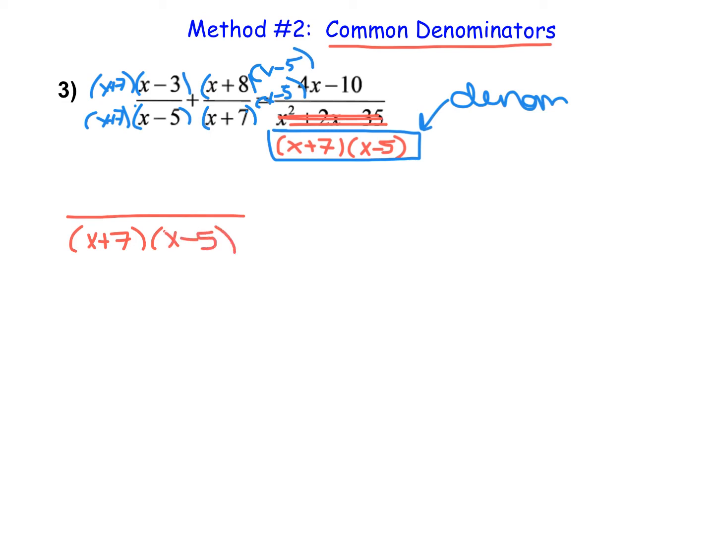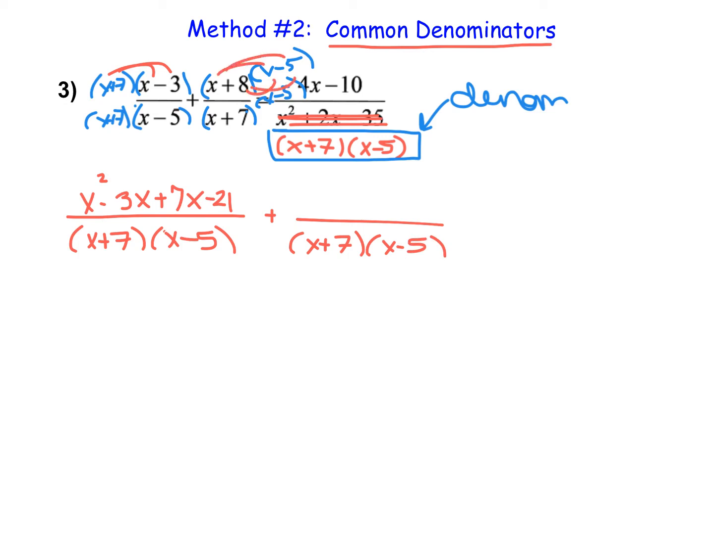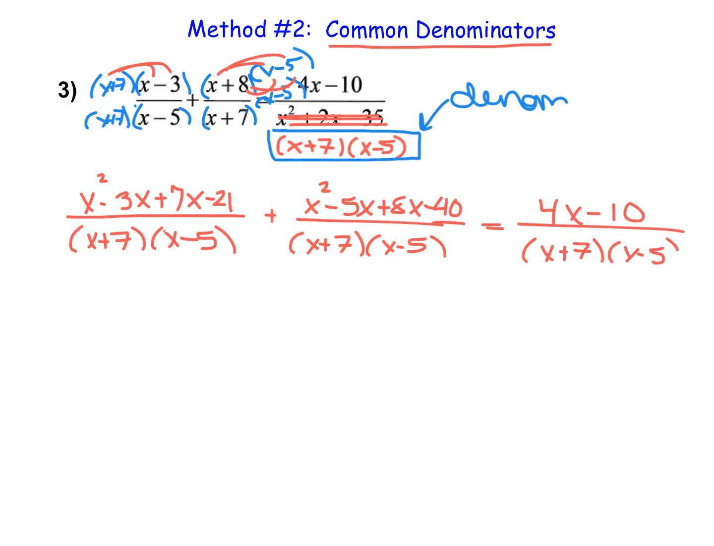So let's perform our multiplication. Here we're going to distribute the x. So we have x squared minus 3x plus 7x minus 21. Then I have a plus sign with the same denominator. And here I have x and 8 being distributed. So I have x squared minus 5x plus 8x minus 40. And that's just going to equal what is on the right-hand side currently, because it doesn't need any changes since it already has that denominator of x plus 7 times x minus 5.